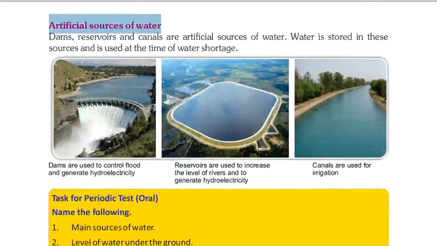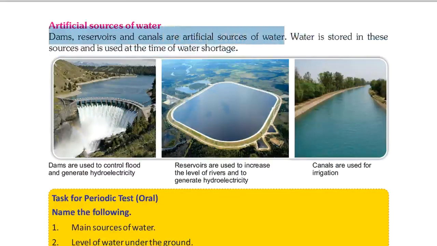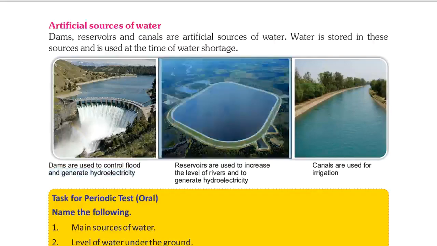Artificial sources of water. Dams, reservoirs and canals are artificial sources of water. Water is stored in these sources and is used at the time of water shortage. Dams are used to control flood and generate hydroelectricity. Reservoirs are used to increase the level of rivers and to generate hydroelectricity. Canals are used for irrigation.